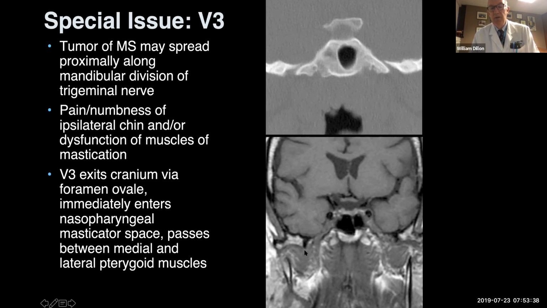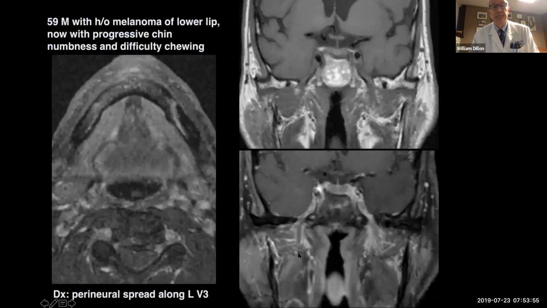Notice it's medial to the lateral pterygoid and will course along the parapharyngeal space to branch into the masticator space, including the alveolar nerves, and it innervates the pterygoid muscles. So if there's a problem with V3, you will see atrophy of those muscles.